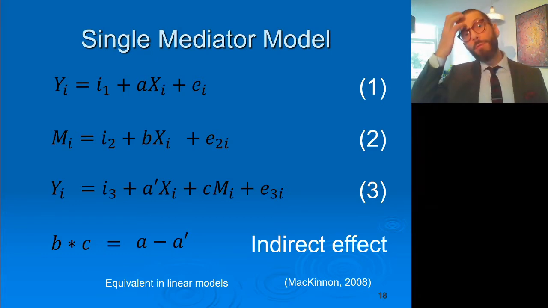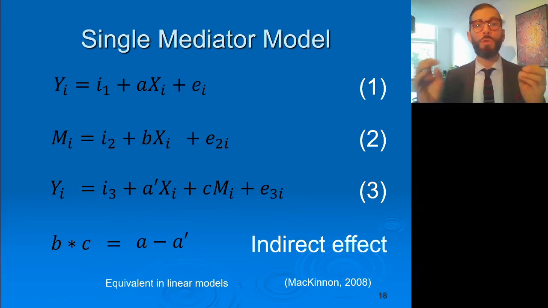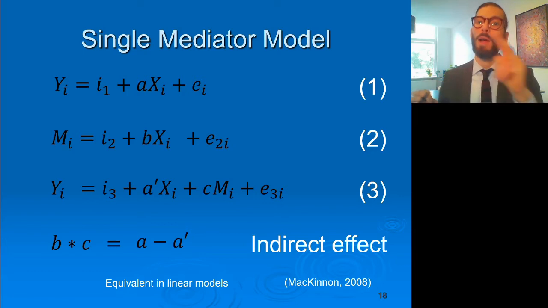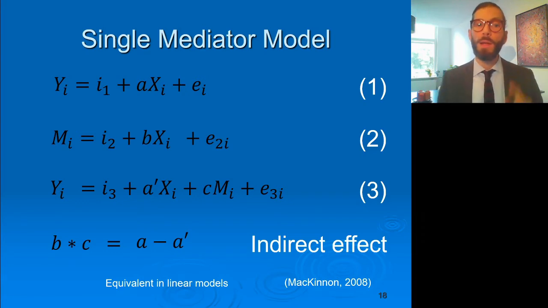So if we've run all of these regression analyses, then we can calculate what is known as the indirect effect. And the indirect effect is the effect that goes from X to Y through the mediator M. In other words, this is the part of the effect of X on Y that is explained by M. And there are different ways to calculate this quantity. One way is to take the effect of X on M, which we labeled B, and we take the effect of M on Y, which we labeled C, and we multiply B with C. B times C gives us the value of the indirect effect.